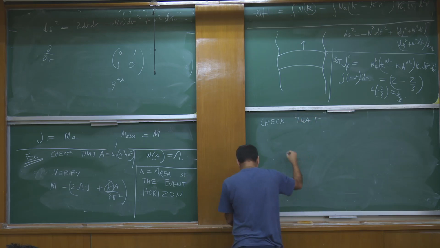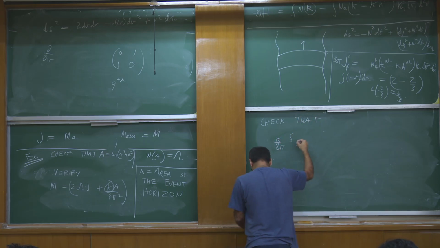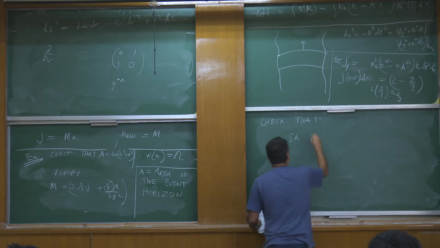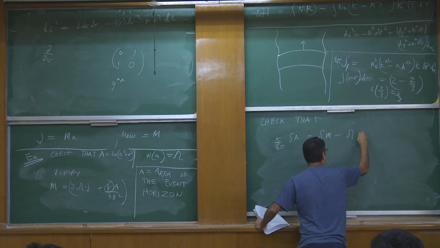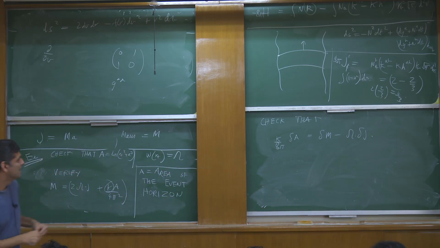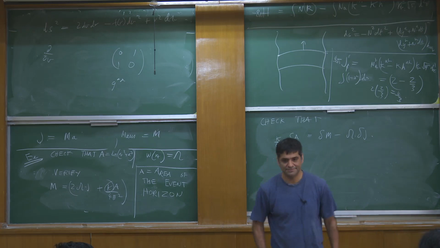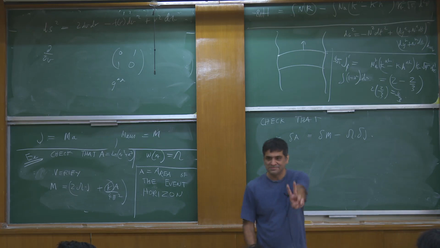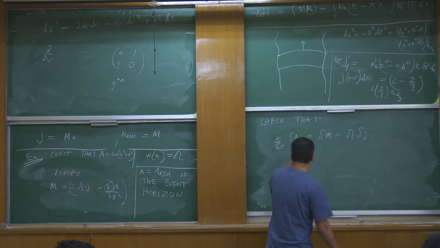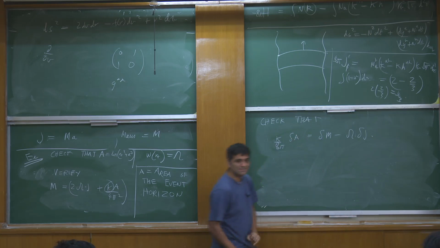kappa by 8 pi delta A, delta M minus... this equation is sometimes called... for which process? This is a statement about stationary solutions. You have solutions labeled by M and A. So you can only change these solutions by either changing M or by changing A. And J is M times A. So you have two variations. You can change A or you can change M. The claim is for either of these two variations, this is true, just as an algebraic identity.